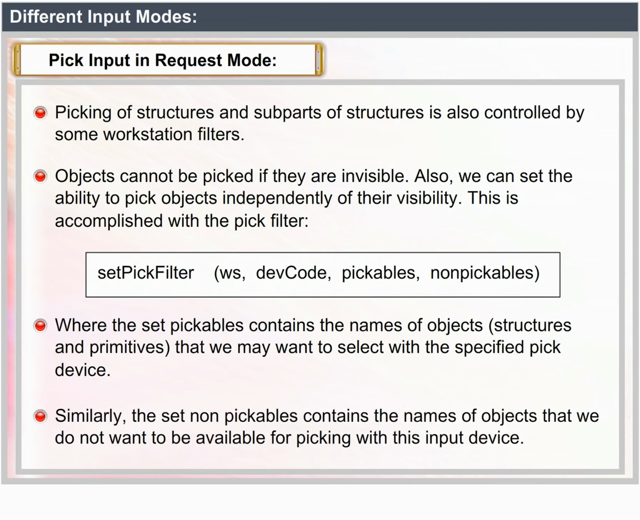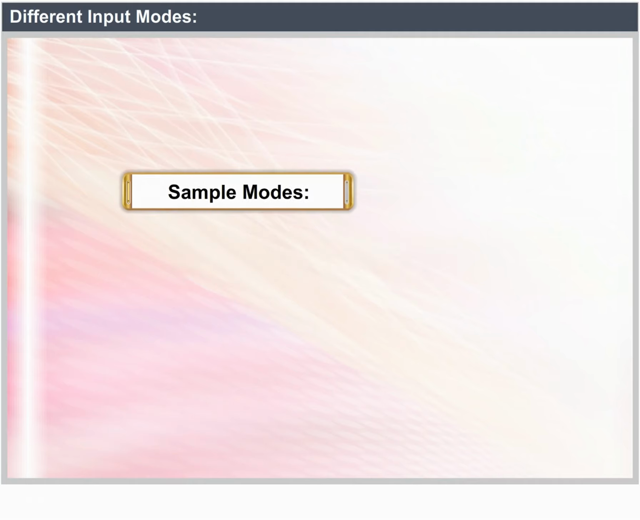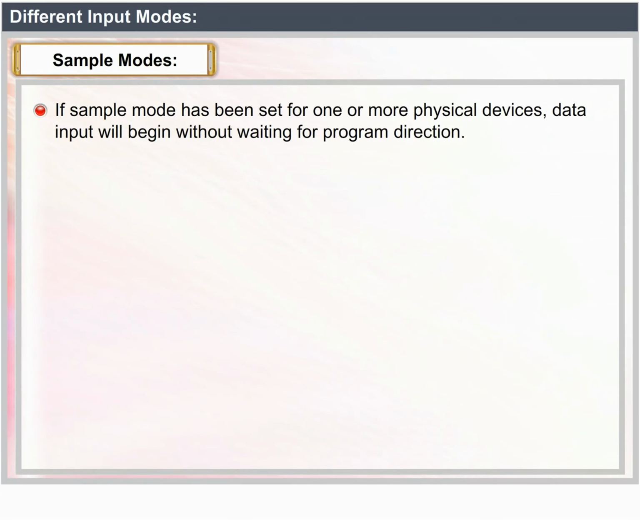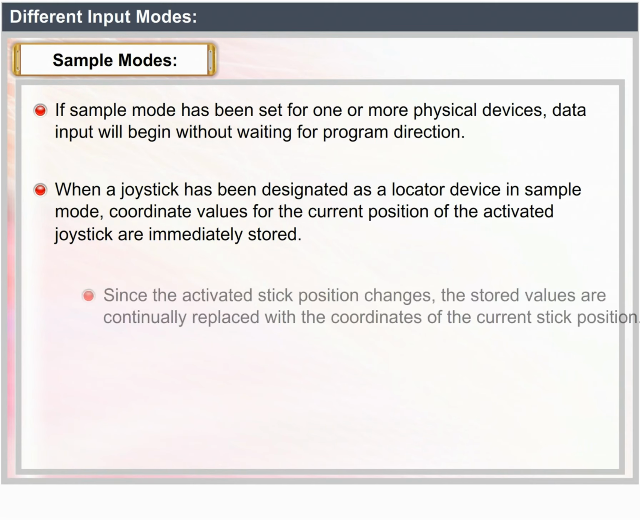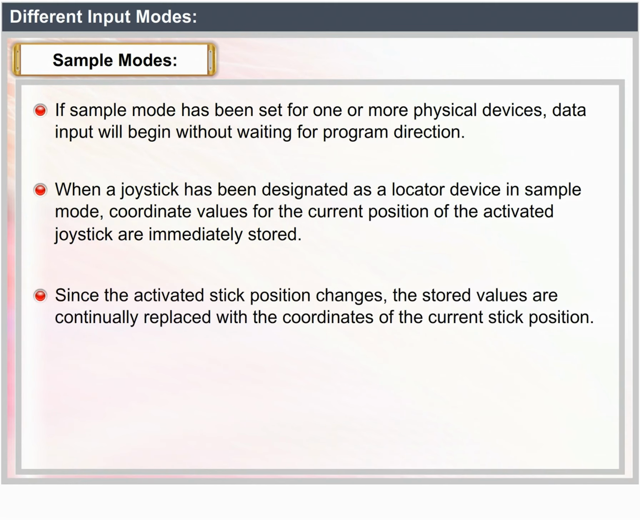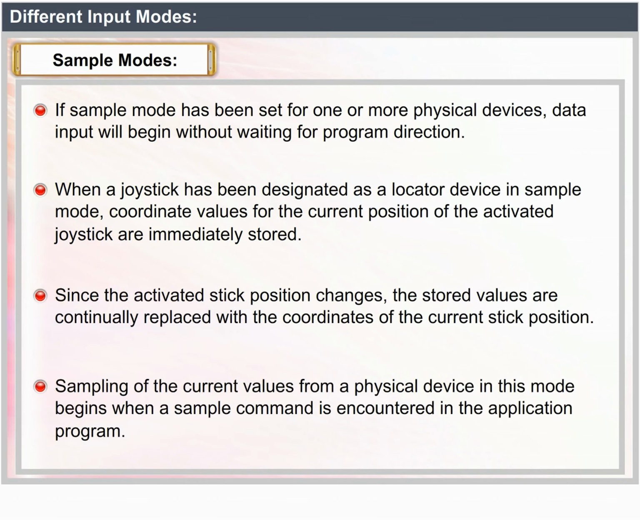Sample mode. Once sample mode has been set for one or more physical devices, data input begins without waiting for program direction. If a joystick has been designated as a locator device in sample mode, coordinate values for the current position of the activated joystick are immediately stored. As the activated stick position changes, the stored values are continually replaced with the coordinates of the current stick position. Sampling of the current values from the physical device in this mode begins when a sample command is encountered in the application program.